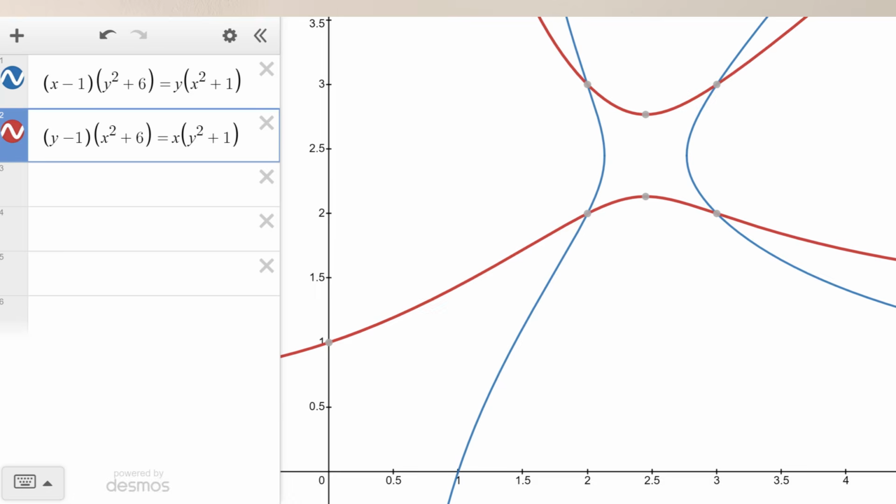So here is a graph of these two functions and their intersections. As you can see, it's really weird. And there are just 4 sets of valid solutions. And we found all 4 of them.